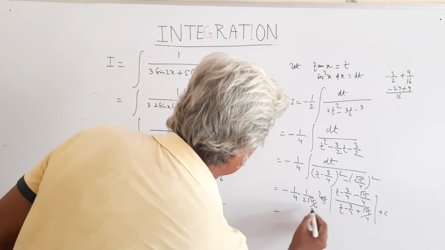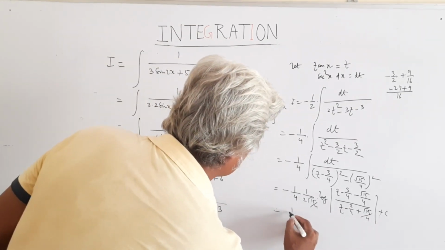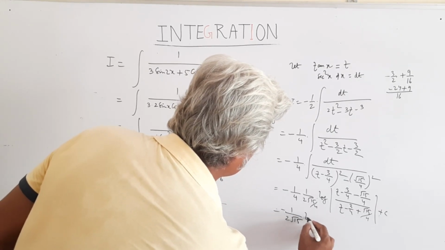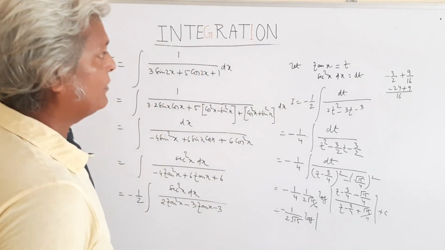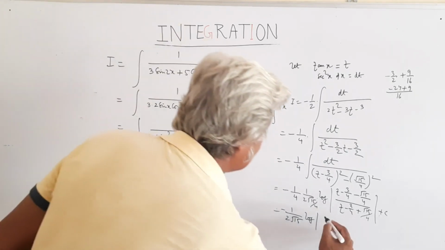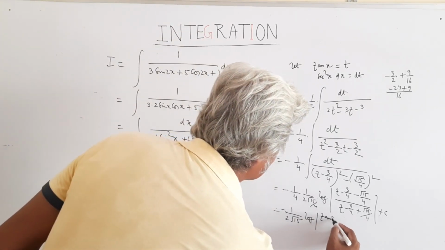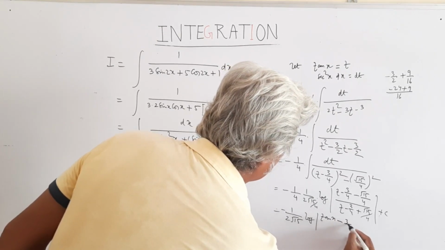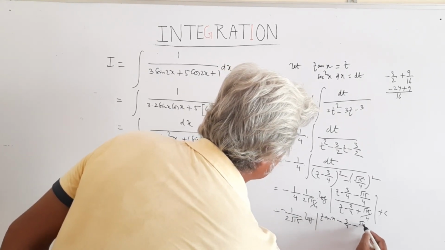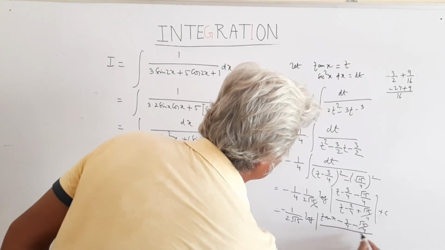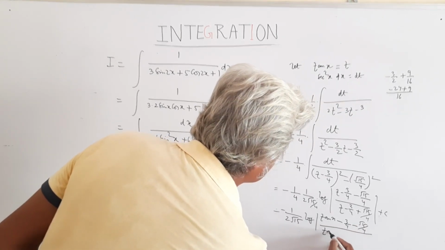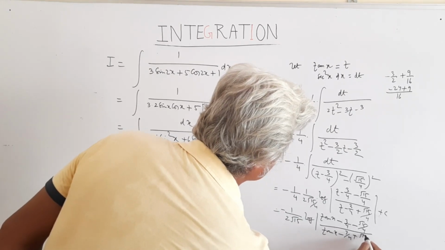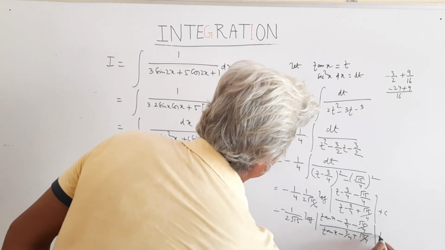So this 4 cancels, and this becomes minus 1 over 2 root 15 log mod. At the place of t we write tan x. So this is tan x minus 3 over 4 minus root 15 over 4. Do you see it properly? So this is tan x minus 3 by 4 plus under root 15 by 4 plus c.